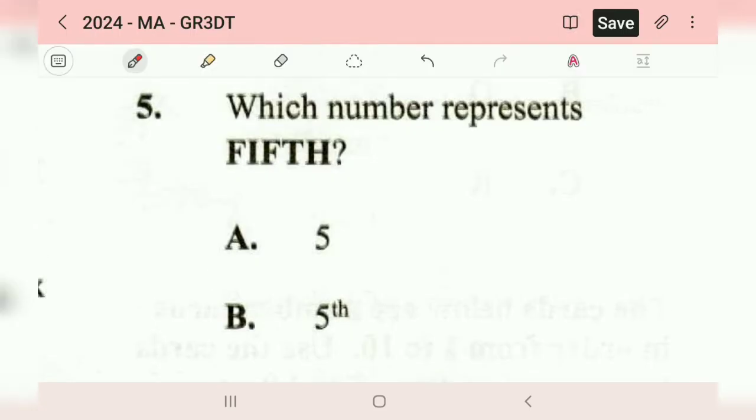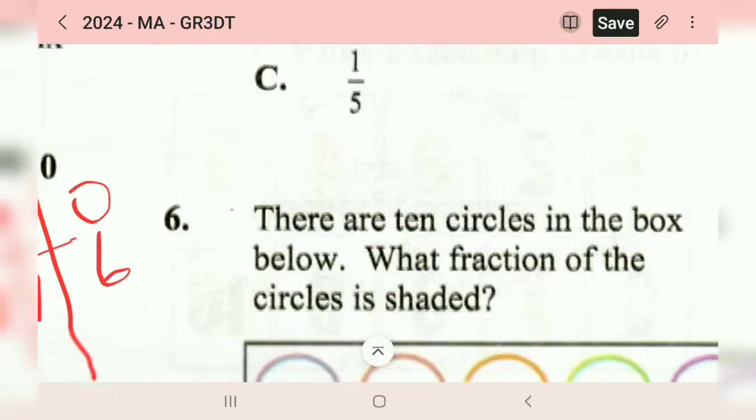Number 5. Which number represents a fifth? This is just saying 5. This is saying 1/5, but this here at B is saying a fifth. Moving on to 6.